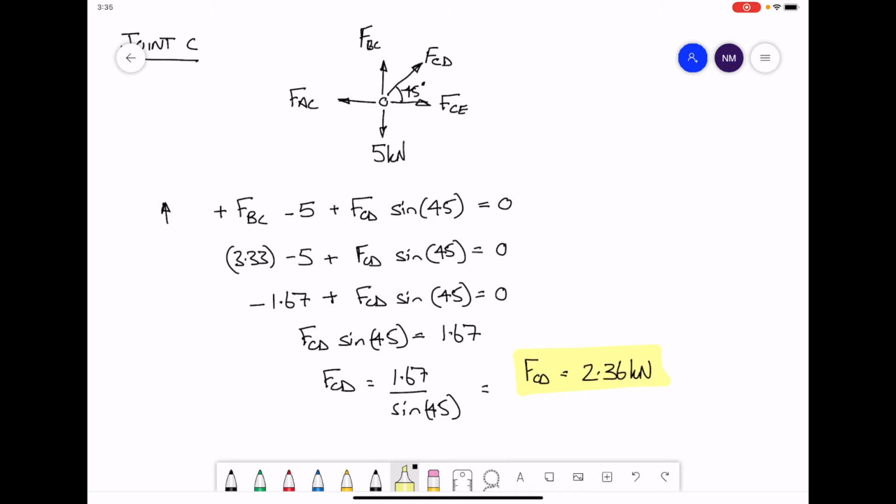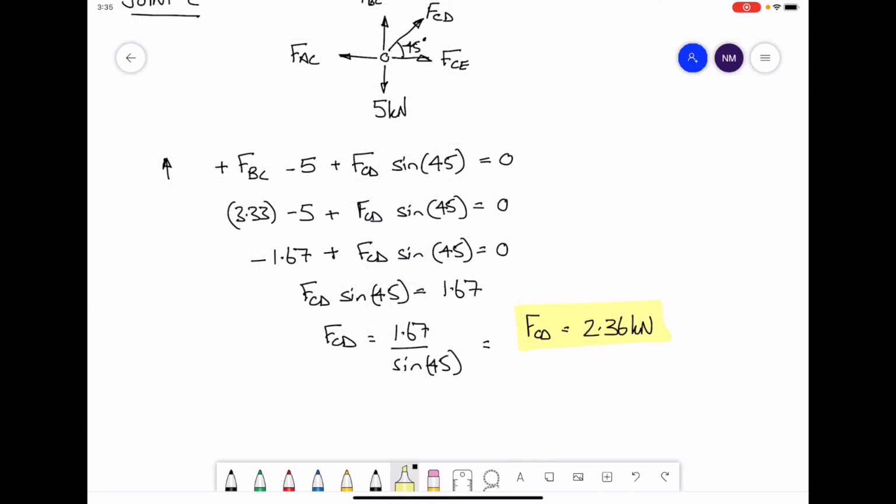Now, using the same free body diagram, we're going to look at resolving the forces horizontally, and we have 1, 2, 3 forces acting horizontally. We have force CE acting to the right, positive, force AC acting to the left, negative, and we have part of the force CD acting to the right. This time it's going to be the size of the force CD, times the cos of your angle, 45 degrees. For equilibrium, these forces must add up to give you 0.